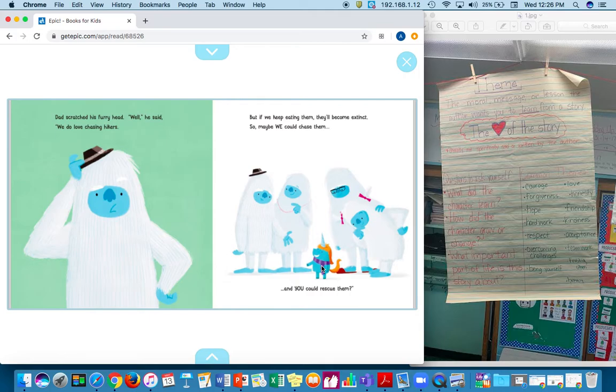Today, as you're reading, I want you to try to find the theme in your story. I'm looking for you to notice the changes in the characters to help determine what the characters learned and how they grew.